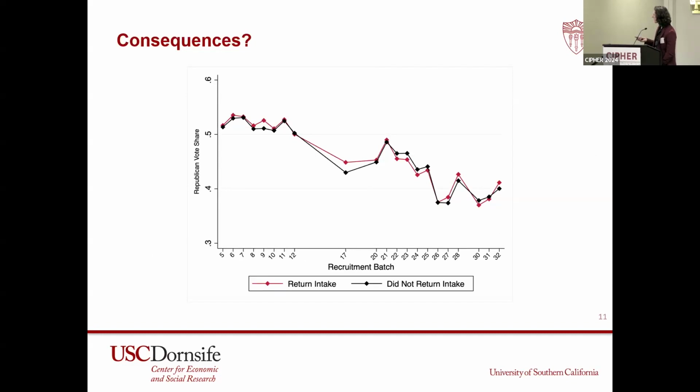Not really. If you actually look at the average county Republican vote share of those that return the intake versus those that don't return the intake over all of our recruitment batches here, you can see that it actually tracks pretty well. So there isn't a huge difference in that vote share between those that return and don't return the intake.